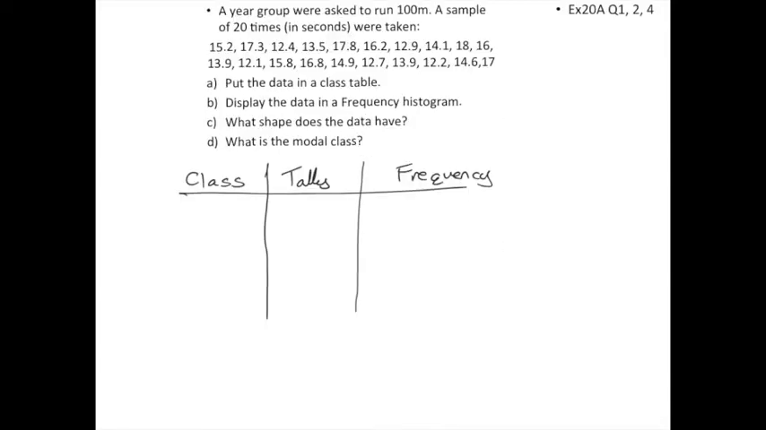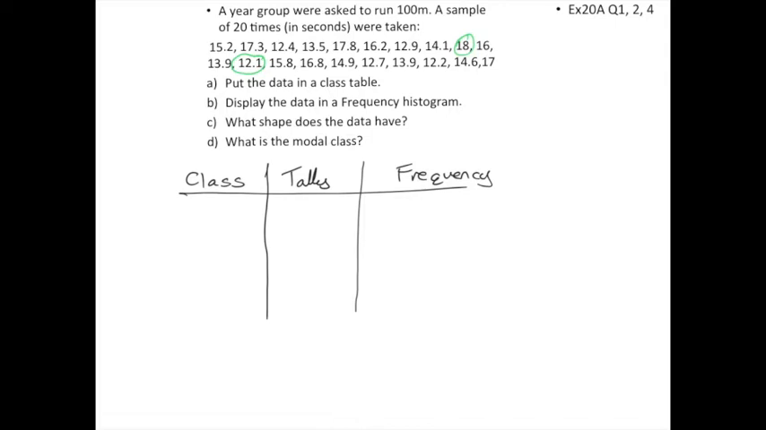Now, girls, have a look through that data. Can you find maybe the smallest data value? 12.1. I think I agree. Okay, so, girls, who can find the highest one? I can see 18. Is that the 18? I want my classes to cover values between 12 and 18.